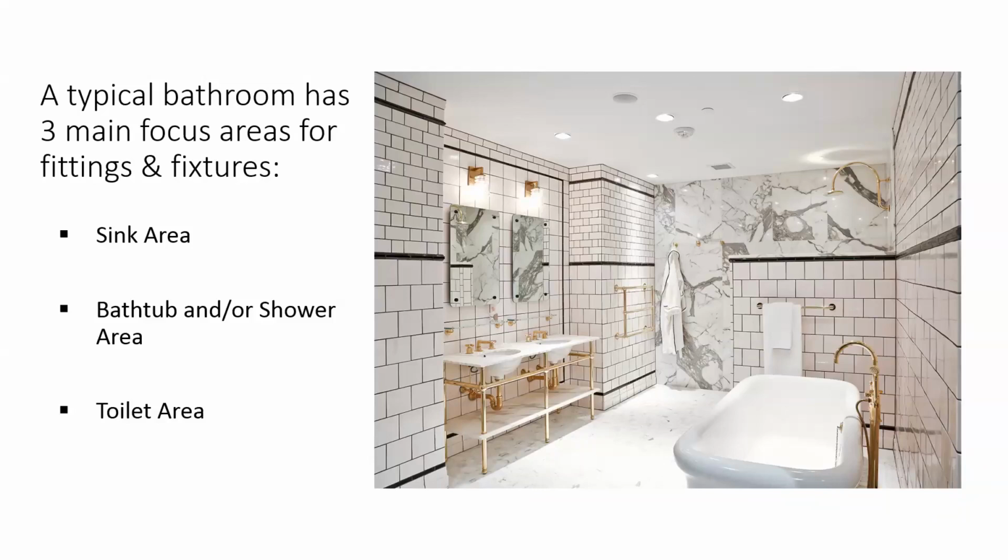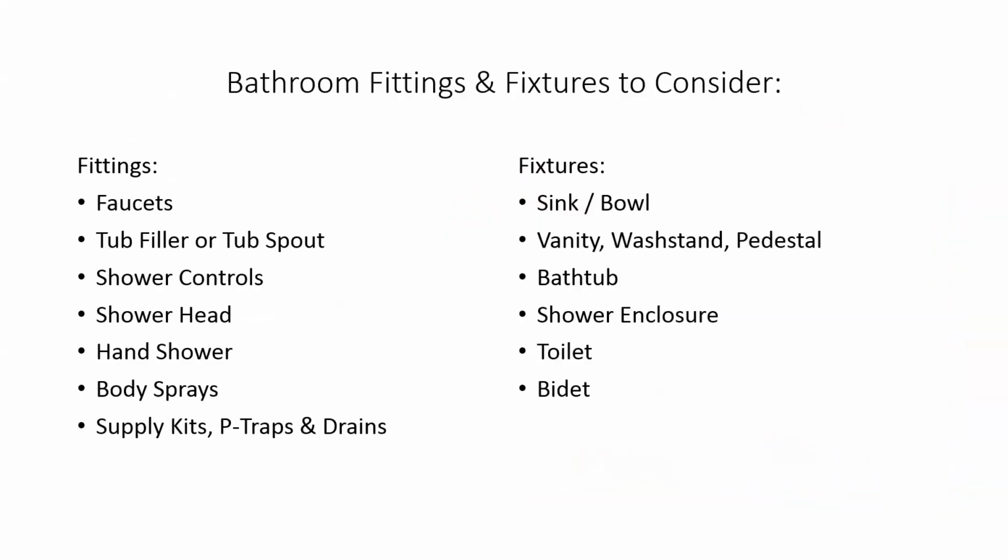So our sink area, our tub area, behind that half wall, the shower area, and then of course, but it's not in this picture, is the toilet area. And we'll be exploring all the fittings that could possibly go there, as well as considerations for those.